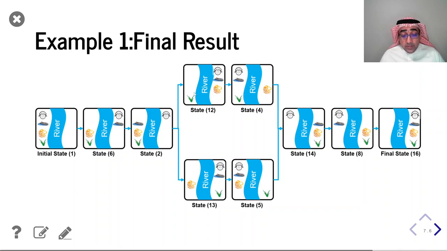Or what I could do is I can go and take the lion with me and bring the sheep back, and then take the grass with me, come back by myself, and then we go and take the sheep with us to the final state. Okay, so you have only and only these two paths that you can have for this problem.